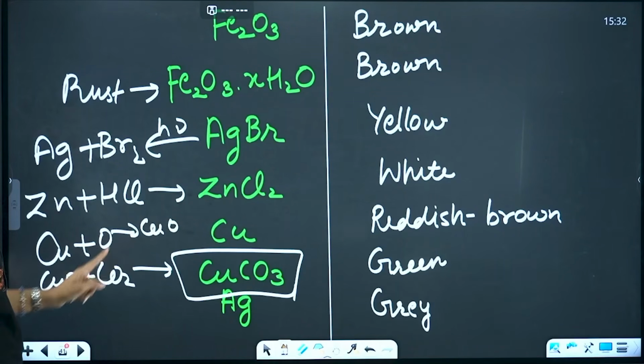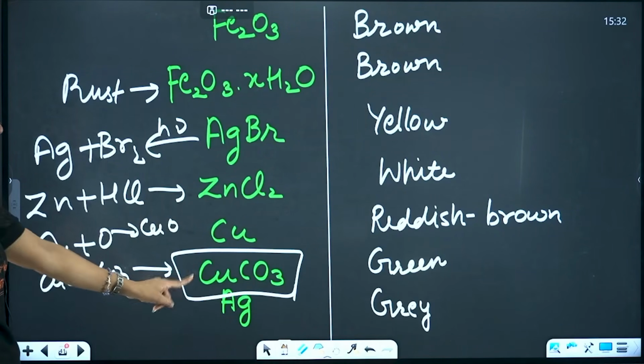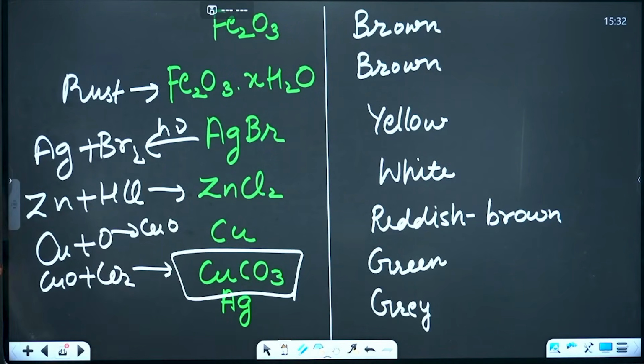Copper combined with oxygen gives copper oxide, right? Copper oxide combined with carbon dioxide, we get copper carbonate. Now copper carbonate is green in color.